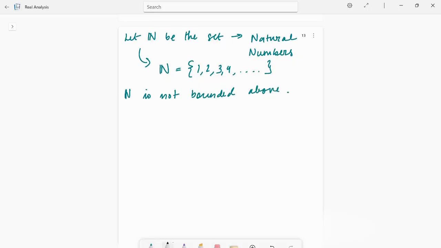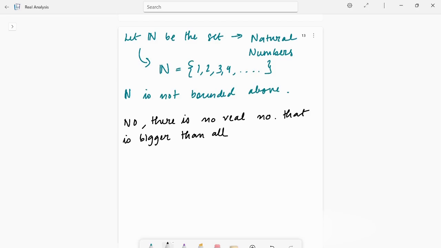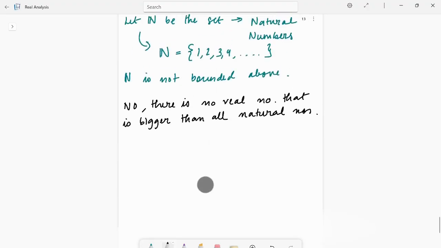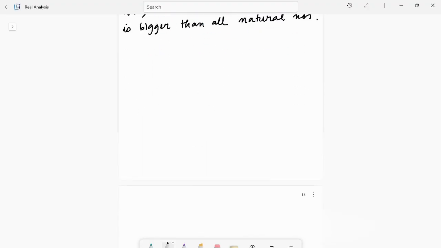What does it mean? It means, is there some number bigger than every number in the set? This theorem says no. There is no real number that is bigger than all natural numbers. You're getting my point? This is what the statement says. Now we'll come to the proof.